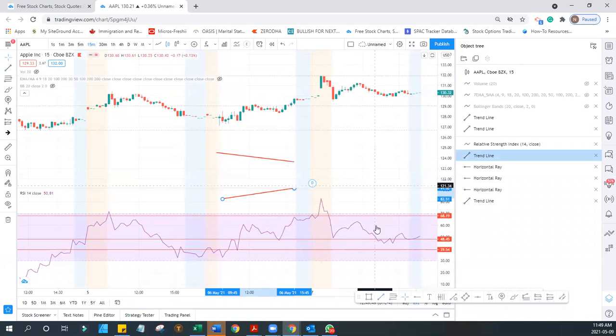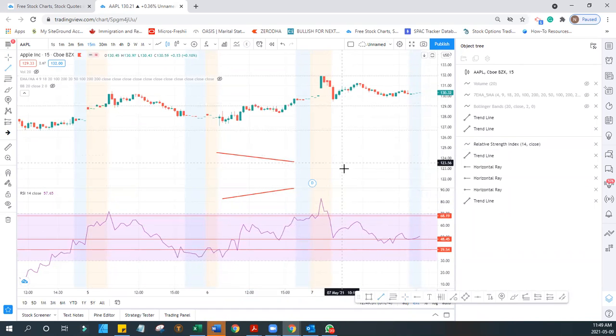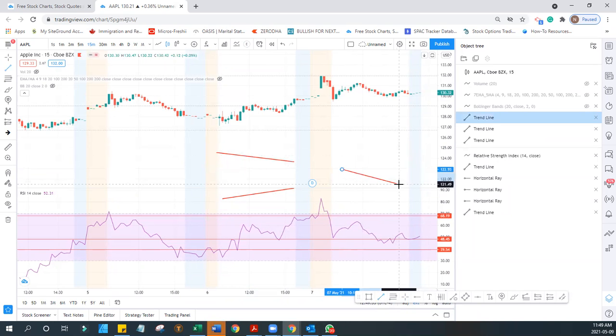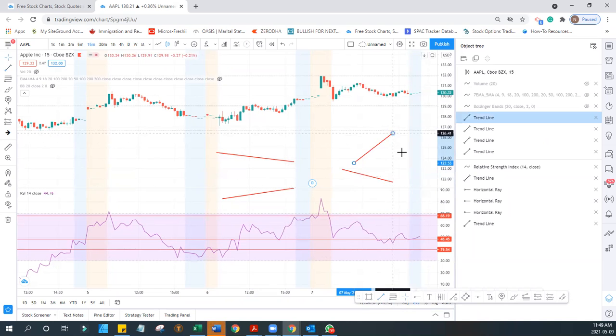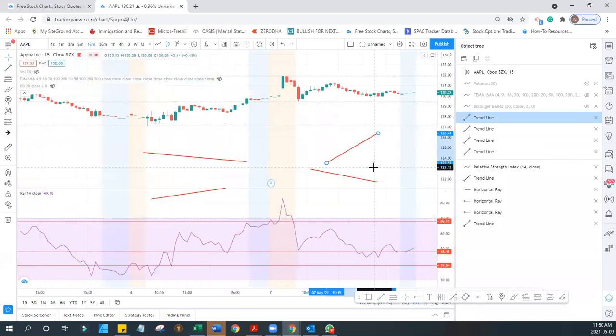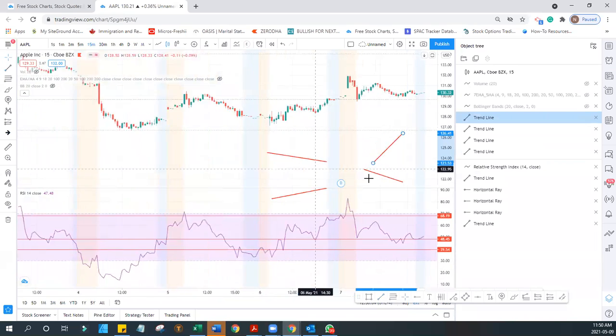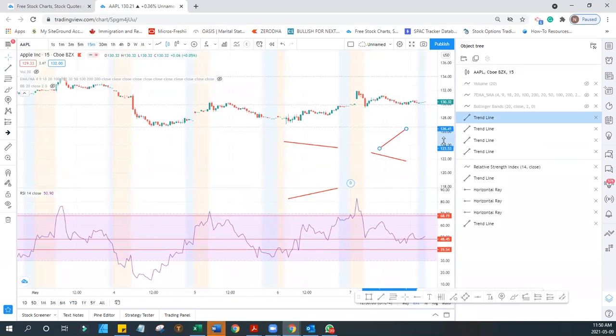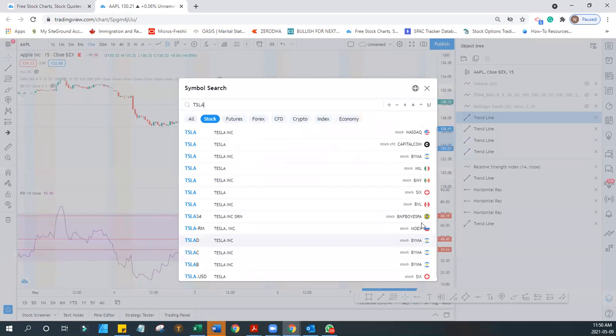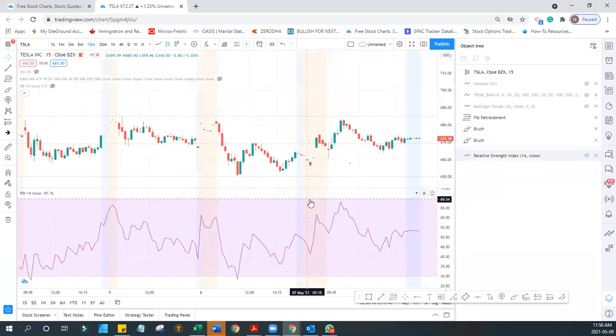This is called divergence. Otherwise, sometimes RSI is going down, but the price is going up. This is also called divergence. That means something is going to happen; the price is going to do some correction. So let's see. I think Tesla has a pretty good RSI divergence. I found it last time in our other group.